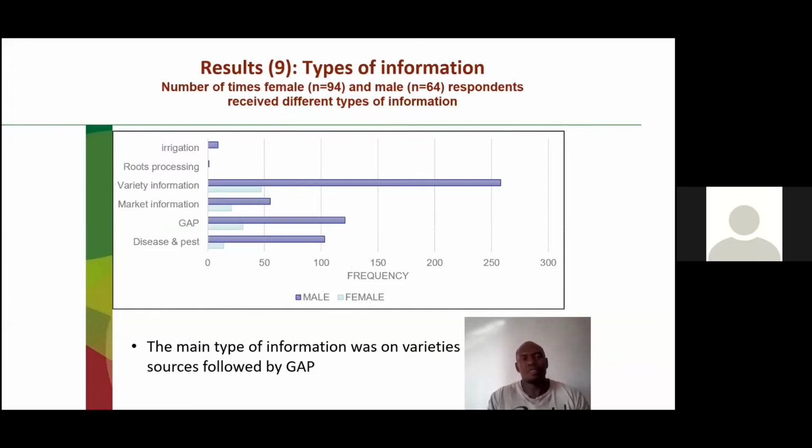The main type of information shared, again, was variety information. That's regarding new varieties, and seed is also there. So it's either new varieties or seed of new varieties. This was followed by information on good agronomic practices. Also coming in closely, especially for male, is information in regard to disease and pest management.